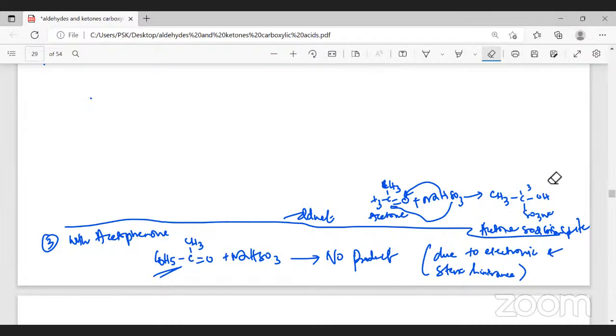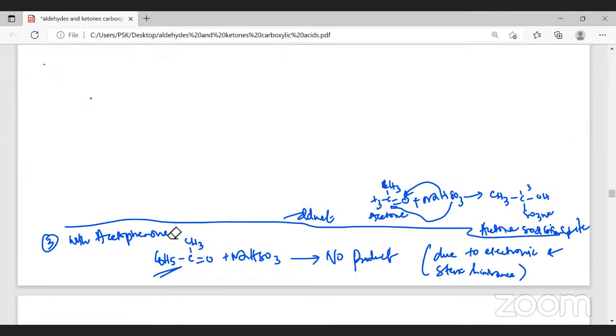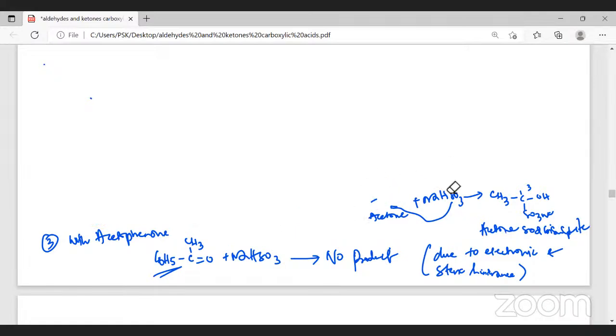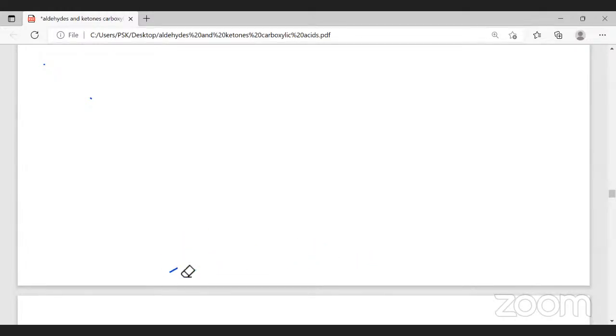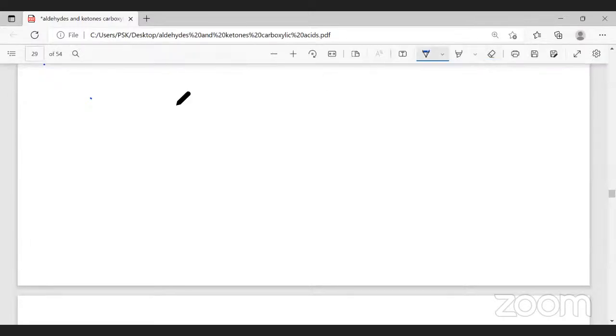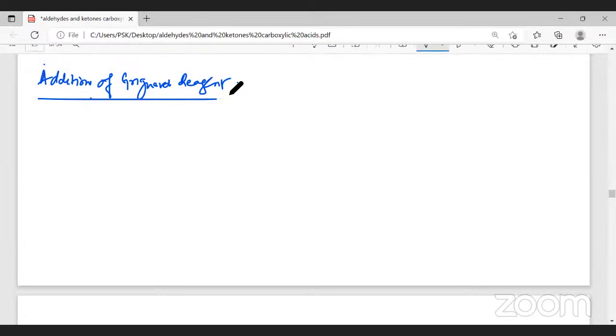The next one is addition of Grignard reagent. What is this addition of Grignard reagent? We will learn. Now, you know what Grignard reagent is? Grignard reagent is RMgX, represented as RMgX. Now, addition of Grignard reagent to aldehydes and ketones, followed by hydrolysis.